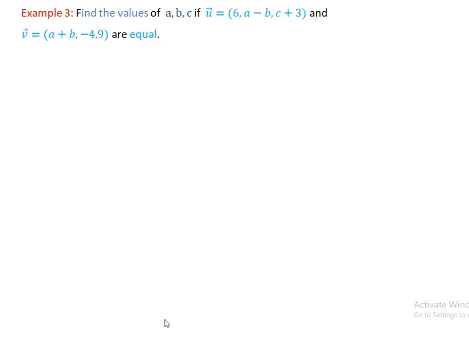Example number 3: find the values of a, b, c if the vector u is (6, a minus b, c plus 3) and the vector v is given as (a plus b, minus 4, 9), and they are equal. Now using the definition of equality of vectors, the corresponding components are equal. That means a plus b is equal to 6, another one is a minus b is equal to minus 4, and c plus 3 is equal to 9.